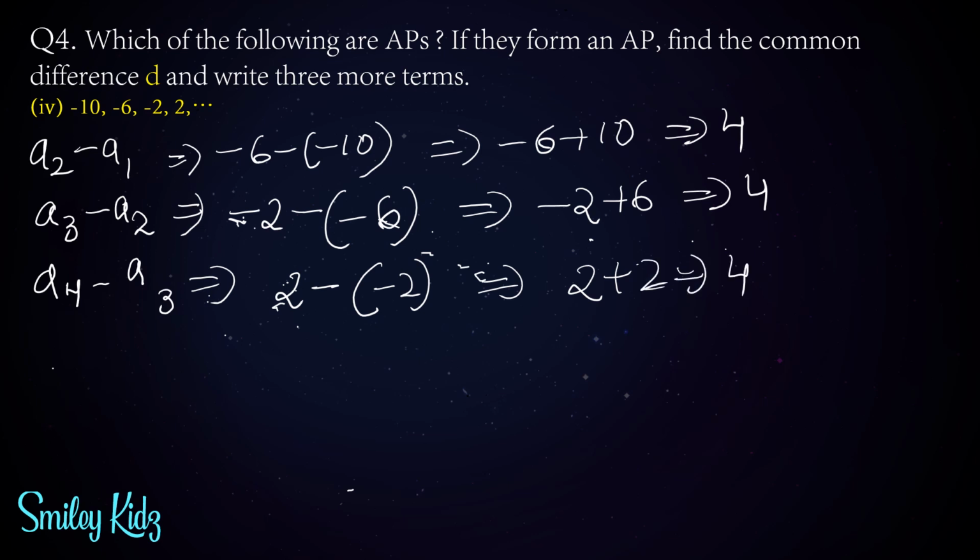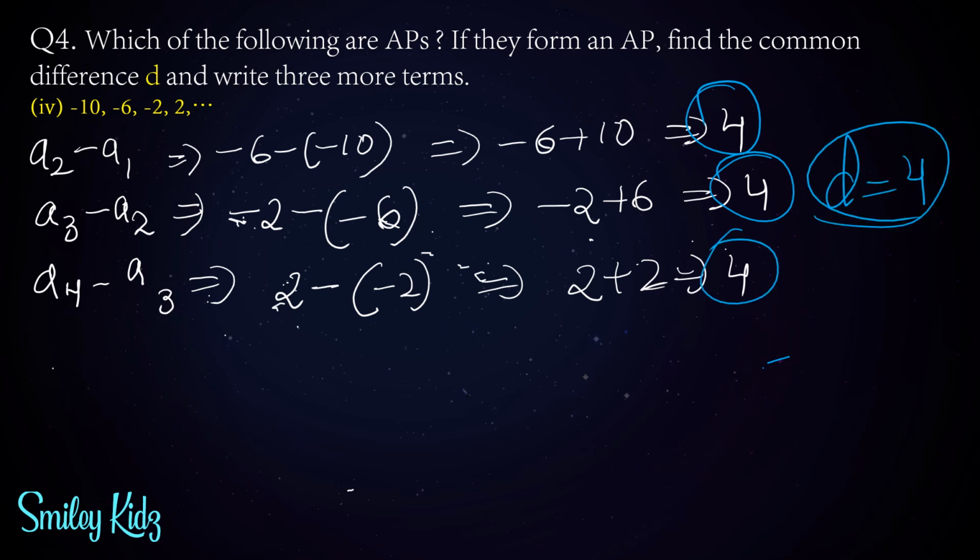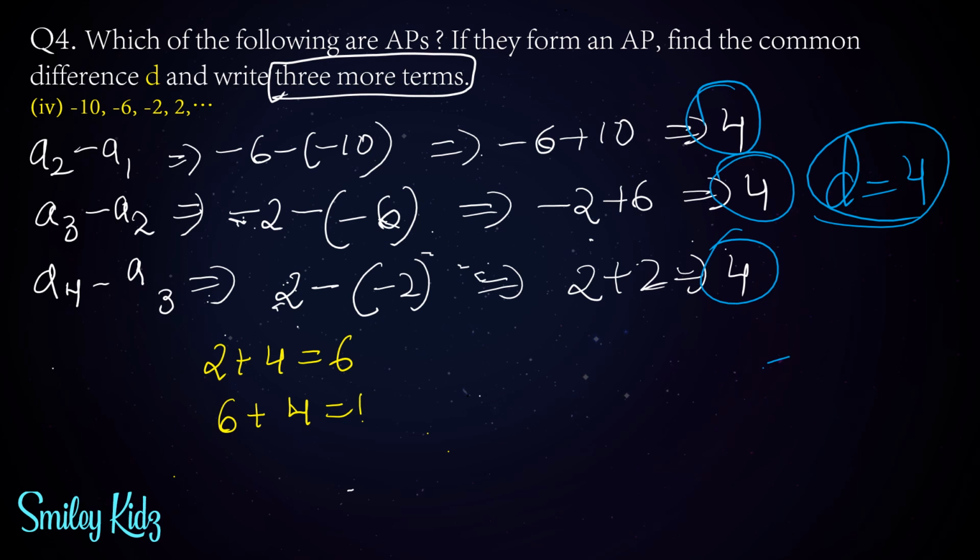So what is the common difference? The common difference is same, and the common difference is nothing but your 4. So D is equal to 4. Now this is an AP, right? The conclusion is that this is an AP because the common difference is same. Then we're going to find out the next three terms. Right? You're going to just add 4 to the last term. So it is 2 plus 4, which is 6. Then it's going to be 6 plus 4, which is 10. Then 10 plus 4, which is 14. So what are the next three terms? The next three terms are basically 6, 10 and 14.